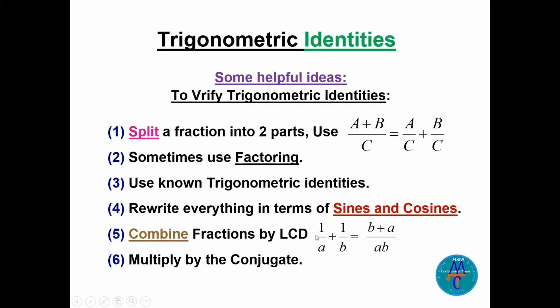Number 5, you can combine fractions. If you have a fraction like 1 over a plus 1 over b, make the LCD ab. Here multiply by b over b, multiply here by a over a. So it will be b plus a divided by ab, then you can proceed. Or you can multiply by the conjugate. If you have sine x plus cosine of x, the conjugate will be sine of x minus cosine of x.